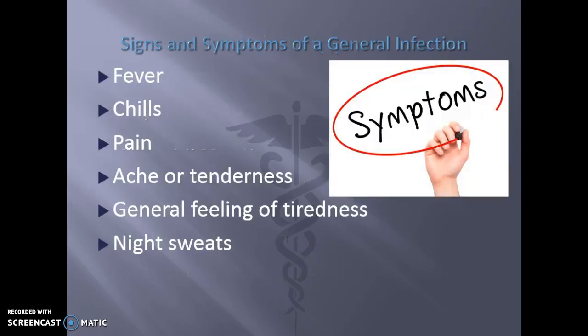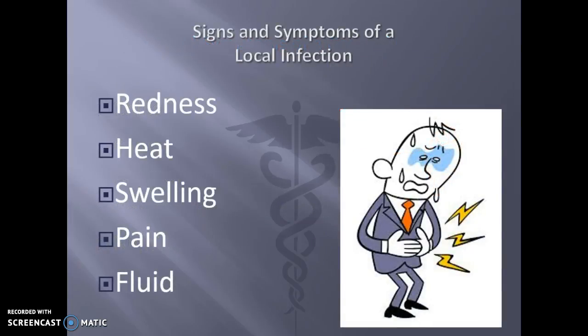So general signs and symptoms of infection are fever and chills, pain, achy or tender areas, just tired because it's an attack on your immune system, maybe night sweats. If you have a local infection, you might have redness, heat, swelling, pain. There might be pus coming out of it, like if you had an infected thumb or something like that.